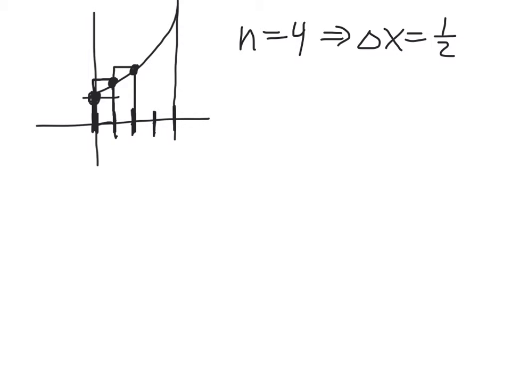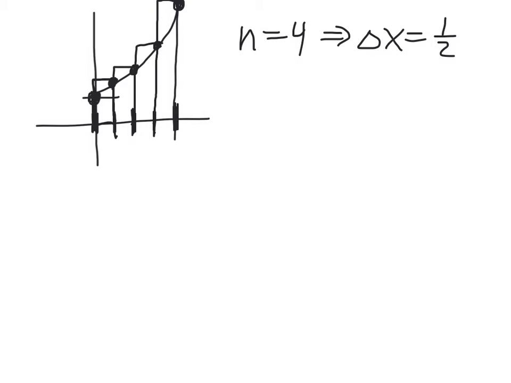Third rectangle will be f of 1.5 as our height. And then finally our last rectangle, the fourth rectangle, will be f of 2 for our height. And that one, of course, is an easy one to calculate. It'd be a value of 9 on that.